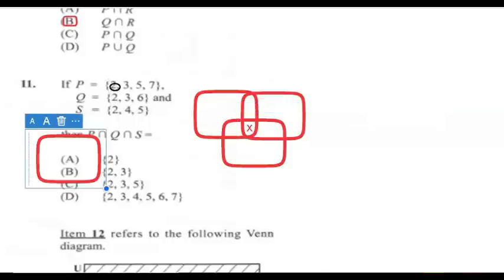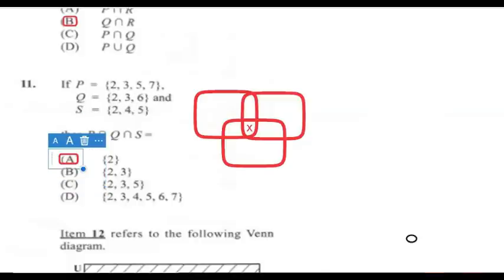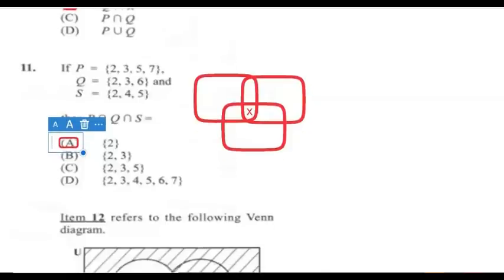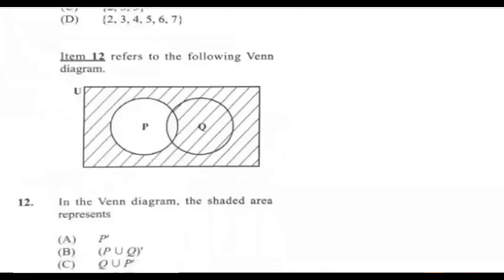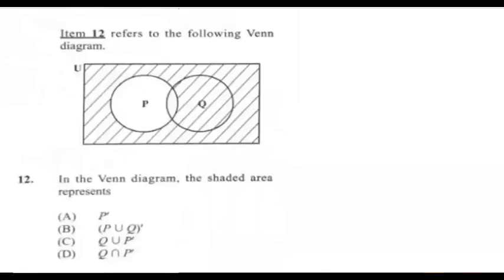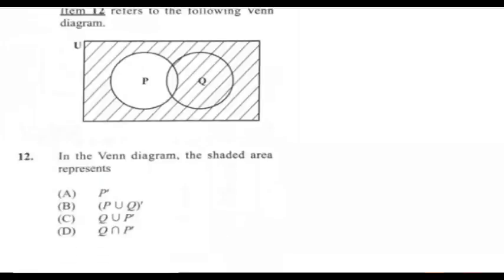As you can see, 2 is in all three sets. So the answer for 11 is A. And as I said, you can check the other past papers for more detailed working.